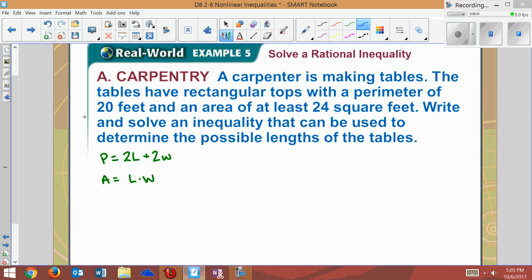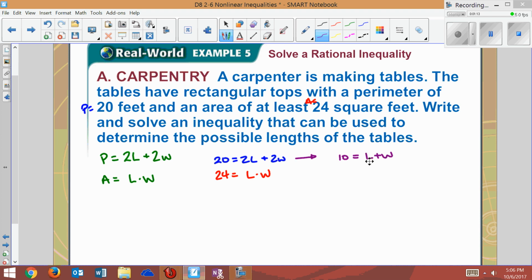We know that perimeter is 20. So 20 equals 2L plus 2W. And we also know that A equals 24. Now, one thing I can see up here is we could GCF this. We could simplify everything if we just divided everything by 2. I'm left with 10 equals length plus W.